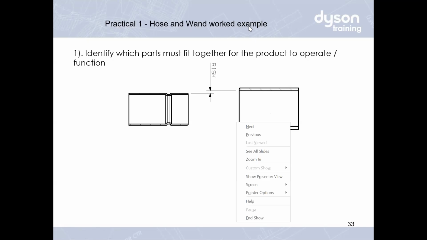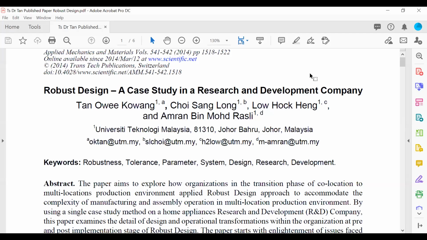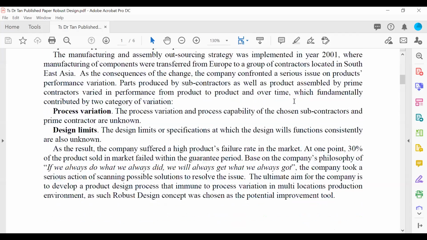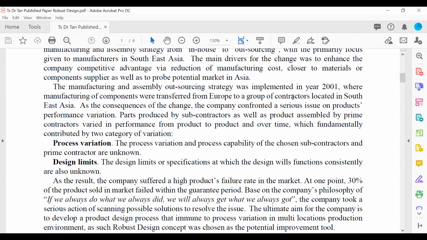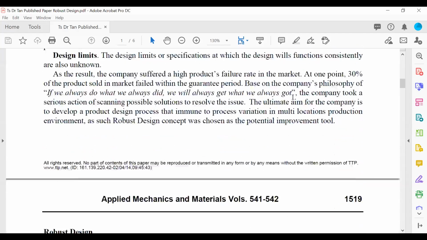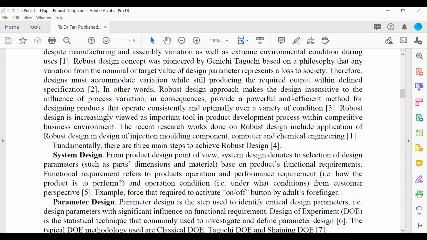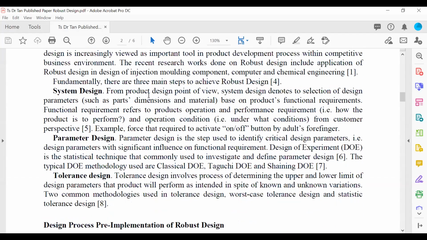Then we go back to my paper. In my paper, you can read through here: what is process variation, what are the design limits, and then what is robust design, system design. What is system design? From the product design point of view, system design refers to, denotes, the selection of design parameters, correct? And based on product functional requirements. So this refers to product operations.